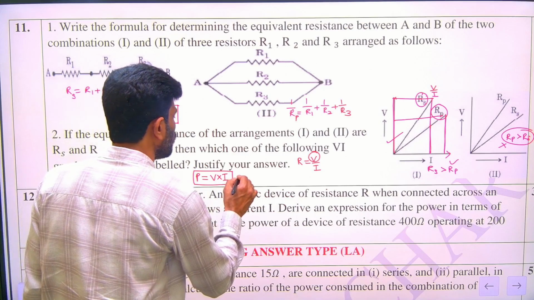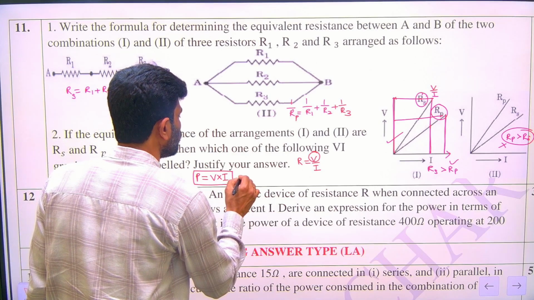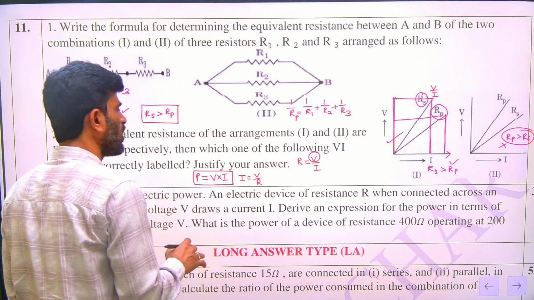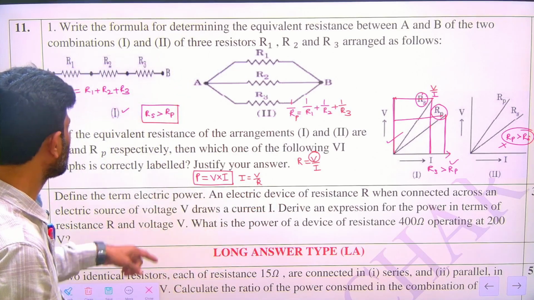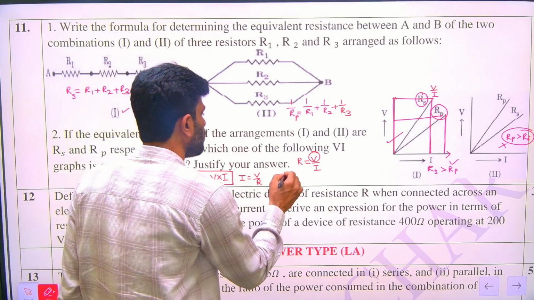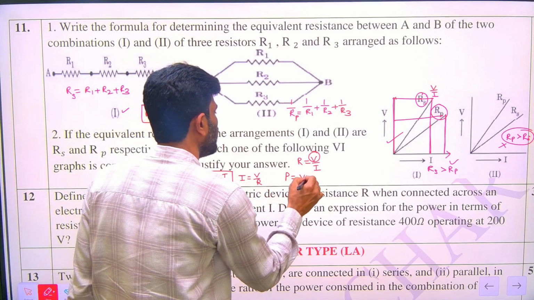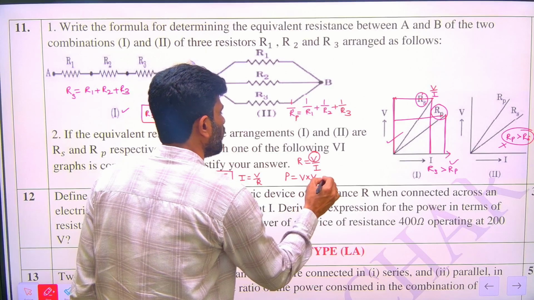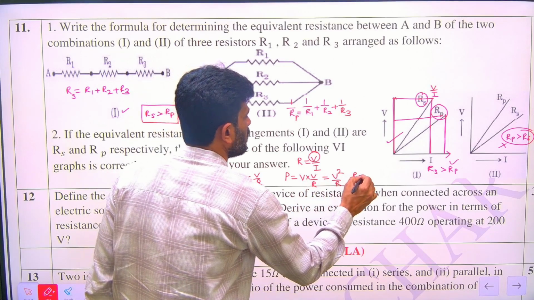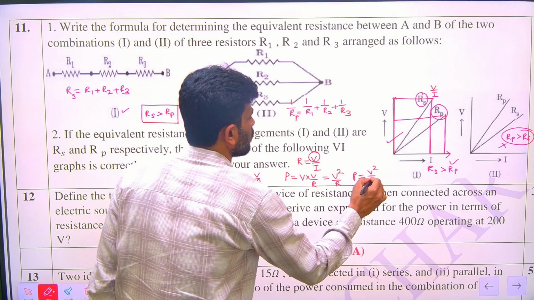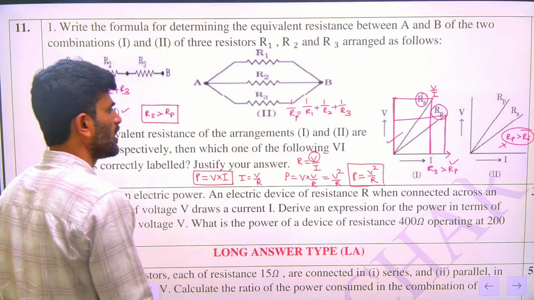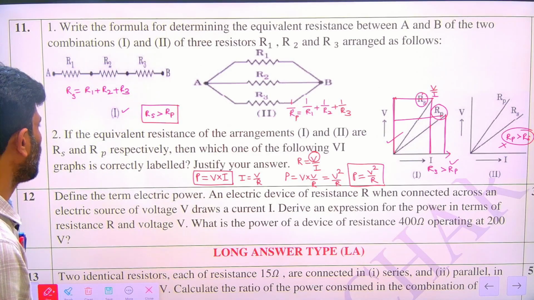Then what you have to do? We know I is equal to V by R. Because the formula should have only voltage and resistance according to the question, this I must be replaced by V by R. So we get P is equal to V into V by R. V into V by R is V square by R. So the final derivation is P is equal to V square by R, the power formula in terms of V and R.